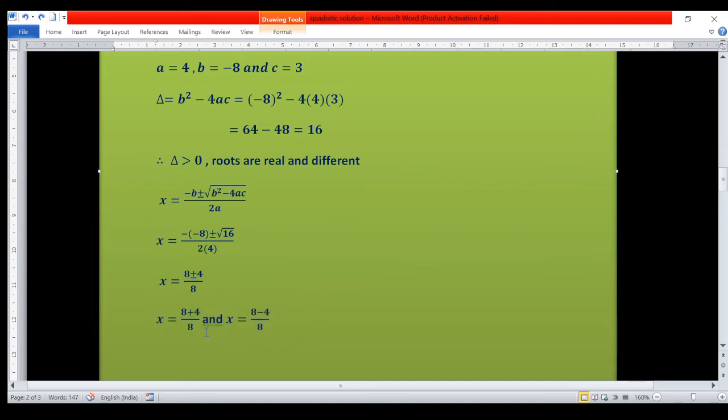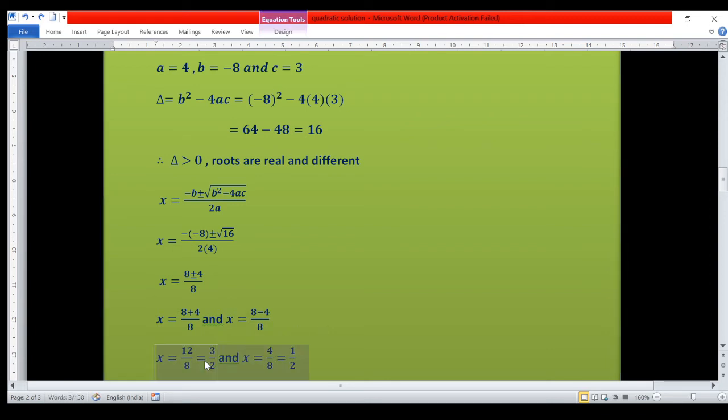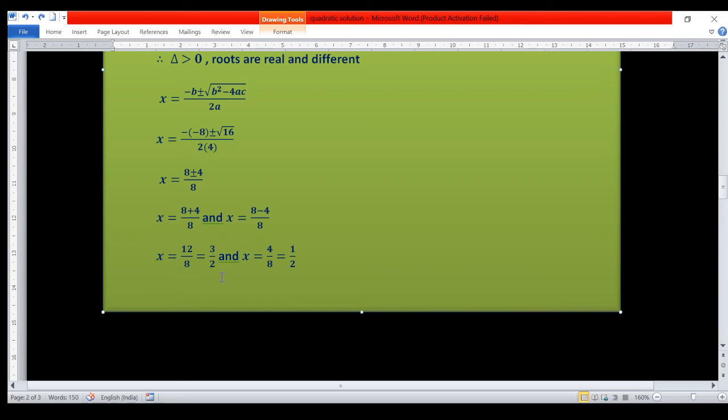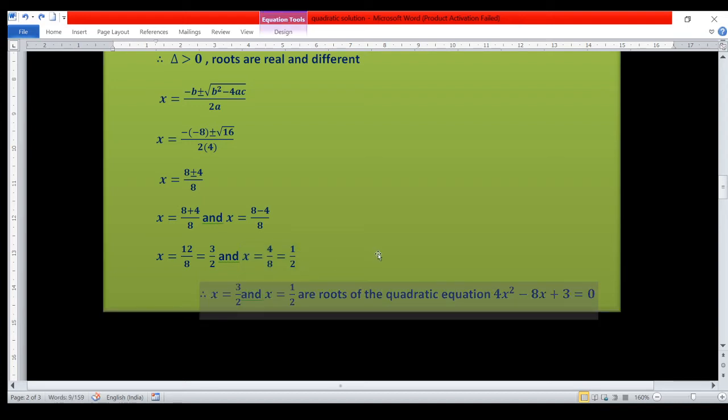Okay, the major part of the problem is over. So 8 plus 4 by 8, 8 minus 4 by 8. Plus or minus, so 2 cases. Plus is one case, minus is another case. See, x equal to 8 plus 4 by 8. What do you get? 12 by 8. 12 by 8 is nothing but 3 by 2, 4 common cancel. Next step. 8 minus 4 by 8 is 4 by 8. 4 by 8 is 1 by 2. Therefore, the conclusion: x is equal to 3 by 2 and x equal to 1 by 2 are the roots of the quadratic equation. This is called the formula method. Repeat the video to understand up to this level.